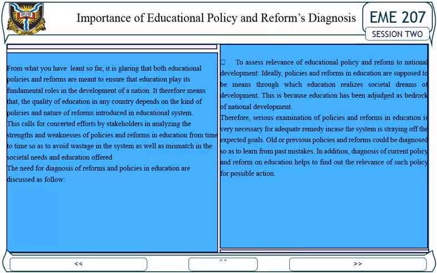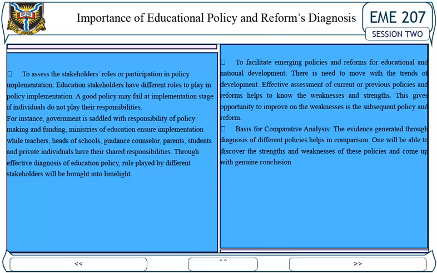The need for diagnosis of reforms and policies in education is discussed as follows. To assess the relevance of educational policy and reform to national development: ideally, policies and reforms in education are supposed to be the means through which education realizes societal dreams of development. This is because education has been adjudged as the bedrock of national development. Therefore, serious examination of policies and reforms in education is very necessary for adequate remedy in case the system is straying off the expected goals. All the previous policies and reforms could be diagnosed so as to learn from past mistakes. In addition, diagnosis of current policy and reform on education helps to find out the relevance of such policy for possible action.